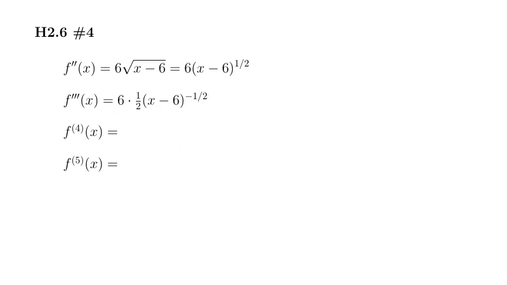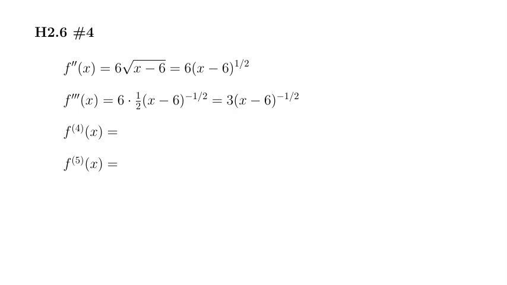Let's clean this up. 6 divided by 2 is 3, then we have x minus 6 raised to the negative 1/2 power. So we got that. Now find the fourth derivative.